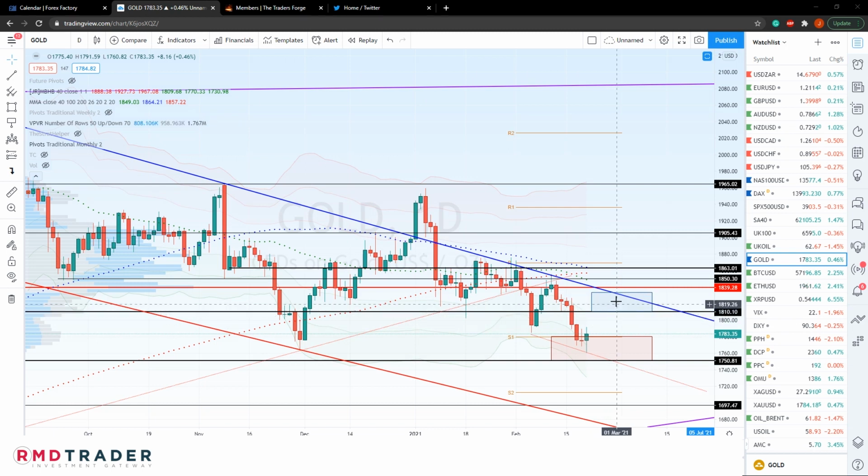Of course, we also have that diagonal still acting as dynamic resistance, meaning the area between 1,810 and about, let's say, 1,840 would all be considered resistance, with a break above our 1,850 level only then being considered a bullish swing, giving us higher targets initially, probably at the area of our monthly R1 at 1,957.